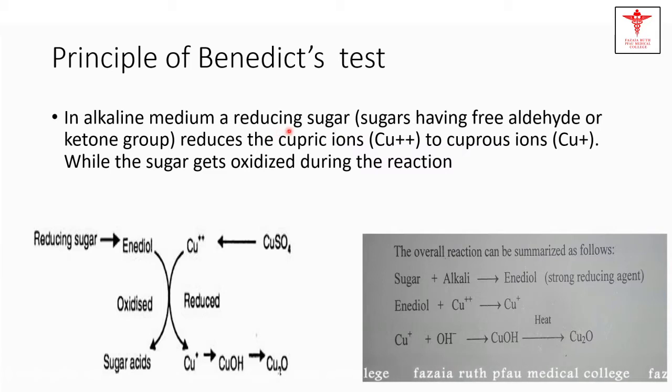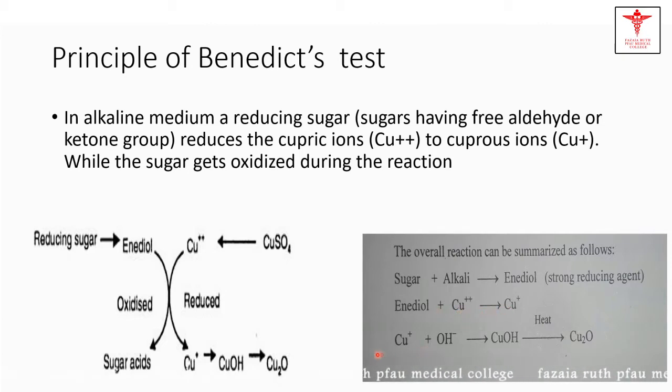So these reducing sugars will reduce the cupric ions to cuprous ions, and simultaneously the sugar will be oxidized in the reaction. And these are the equations which are describing the underlying reaction that is taking place. First of all, sugar in the alkaline medium gets converted into anhydride compounds. Now, these anhydride compounds are stronger reducing agents than the sugar itself. So these anhydride compounds will reduce the cupric ions to cuprous ions.